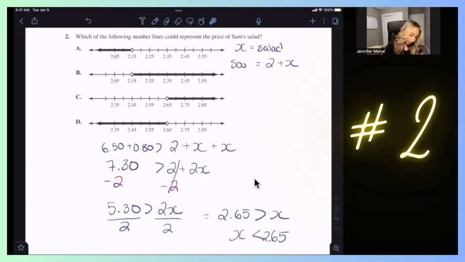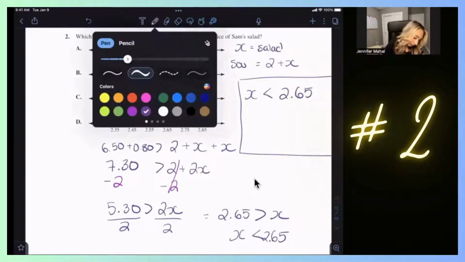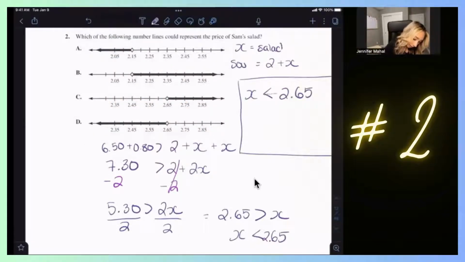Now what's cool about this, I'm actually just gonna write it up here. Sorry that this is getting messy. Now that I write it with X on the left-hand side, this inequality can actually show me the direction of my number line, providing X is on that left side. So what I mean by that is if I were to draw a line right here, that tells me which way my inequality arrow is going to go. So that means my answer will have to be one of these two. It's got to be either A or D. And I'm looking at A is $2.15. That's not what we got for X, so that's not going to work.